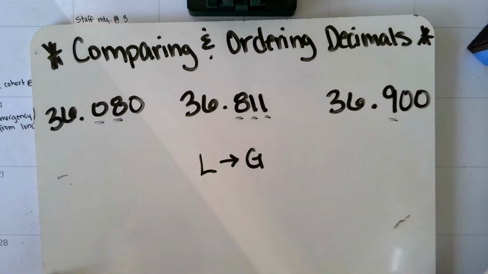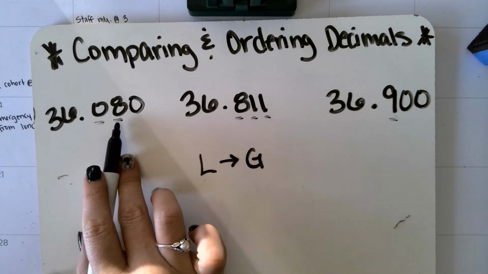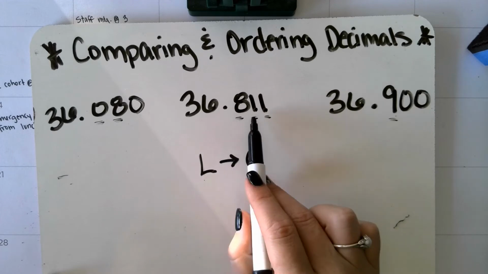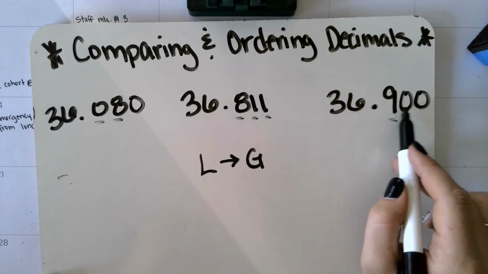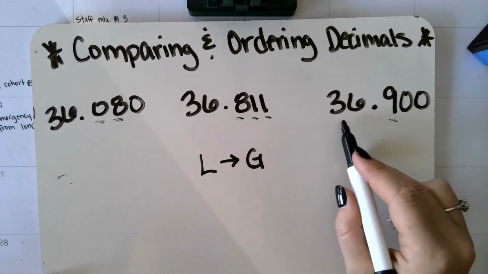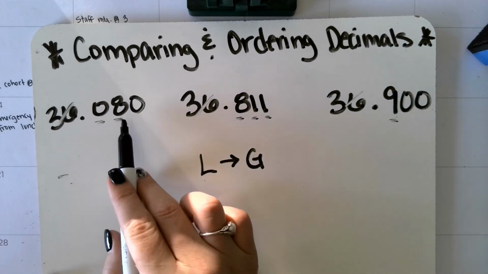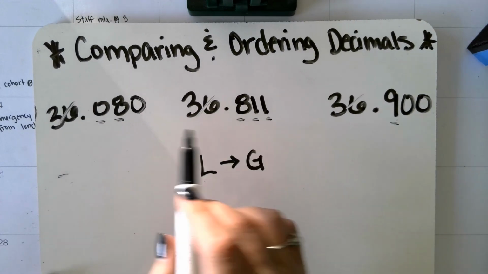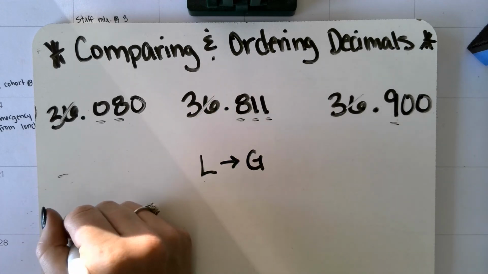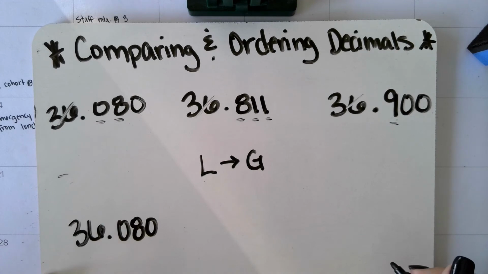So now it's like I have 36 and 80 thousandths, 36 and 811 thousandths, and then 36 and 900 thousandths. So the 36s are all the same, so I just ignore those. And I'm comparing 80, 811, and 900. So the smallest of those is 80, so 36 and 80 thousandths is going to come first.